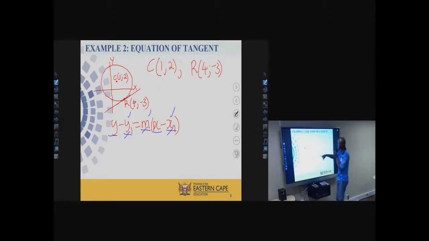Then let me start with the gradient now. How do you find the gradient of a tangent with only one point? Take note, you are only given one point. If you are only given one point, the gradient of a line says m is y2 minus y1 over x2 minus x1. But you only have one point. Therefore, you must find another way of finding that gradient.